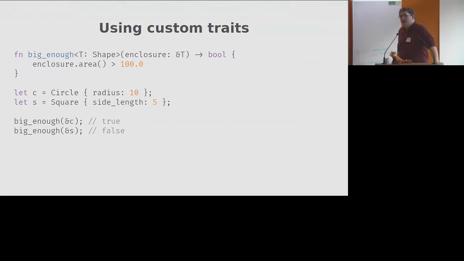I didn't cover this. The question is, why is it generic over a type T, Shape, instead of just an enclosure as a reference to a shape? And this is because traits don't have a pattern in memory. You can't say this is a trait and know exactly how big it is and exactly how it looks, because traits define behavior, not memory. So in this case, there will probably be, in the compiled code, two versions of big_enough, one for circles and one for squares. This isn't always true. Sometimes there's dynamic dispatch and other things that I don't worry about. That's why you can't just say a reference to a shape.